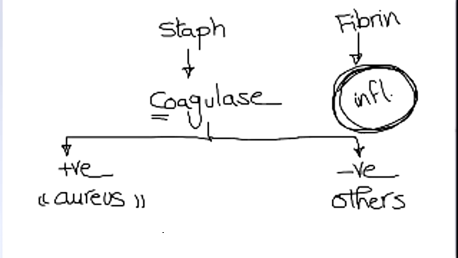How can I test for coagulase in any sample? Get the sample, put some fibrinogen or some protein. If the protein became a coagulum, so the bacteria in the sample are coagulase positive, and these are Staph aureus. And the others are coagulase negative.